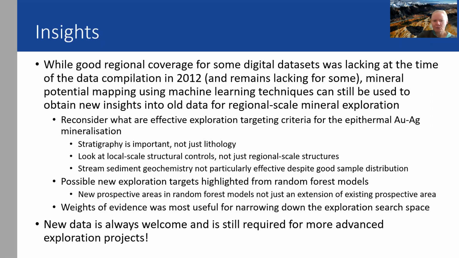So insights, basically we can look at the results from the random forest mineral potential mapping and see whether we can reconsider what are effective exploration targeting criteria for the epithermal gold mineralization. So the results were suggesting that stratigraphy is important and not just lithology. So it's not just the andesite, but which particular andesites. Looking at the local scale structural controls rather than just the regional scale structures. But it's also suggesting that the stream sediment geochemistry was not a particularly effective targeting criteria, despite having a pretty good sample distribution across the study area.